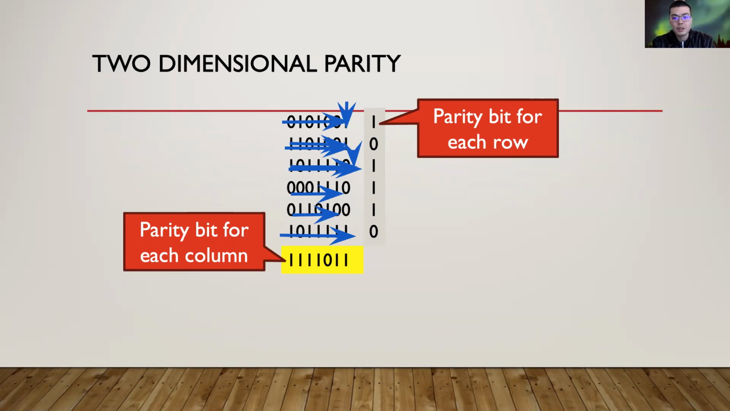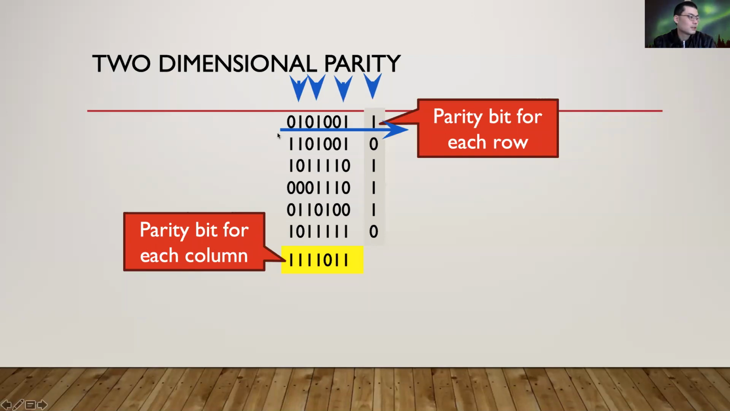Then our hardware will compute the parity on each row and each column. For example, for this row we have 3 ones, so we add a 4th one so that this row becomes even, 4 ones. Similarly, let's consider this column: you can see there are 3 ones, so we need to make it even by adding another one. On the other hand, this column has four ones.